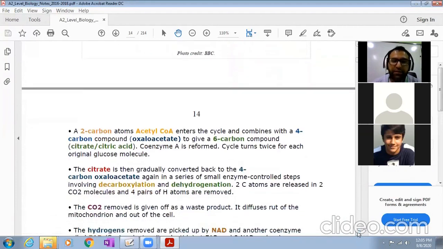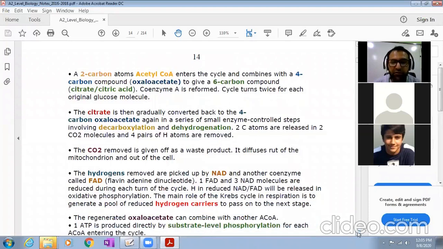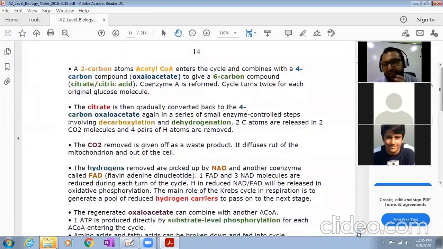Okay, I hope this is clear to you all about all the steps or the pathways that are involved in the process of respiration. So please, if you have any question regarding this lesson, you can ask me.